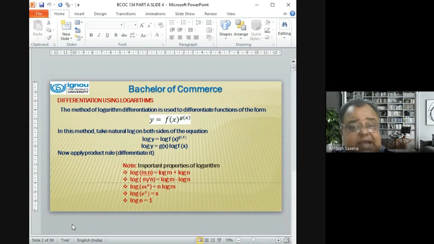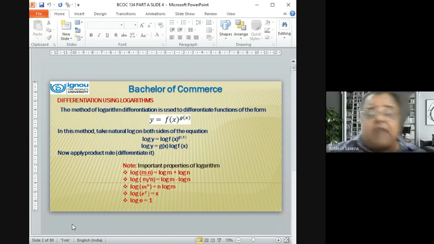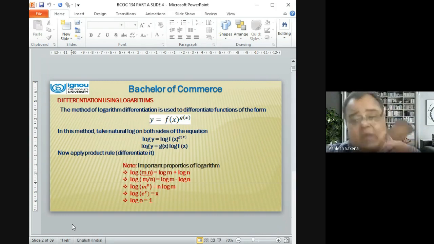Here you can see that there are two functions basically. Y is equal to f(x) raised to the power g(x). g(x) is a function, and f(x) is again a function. In that case, if anything is there apart from a number, 1, 2, 3, 4, 5, 6, we have to apply logarithms.